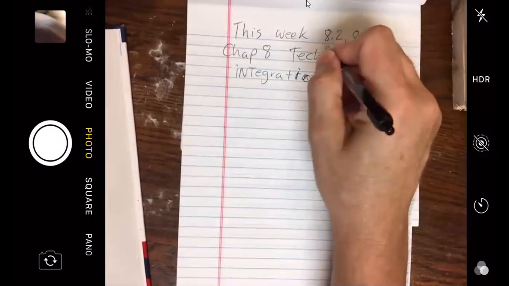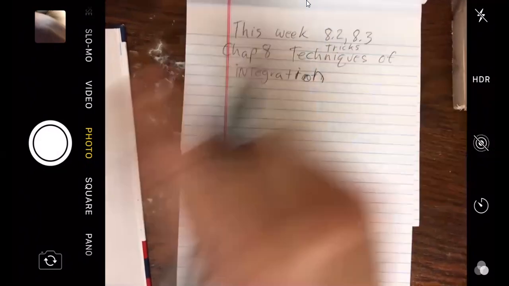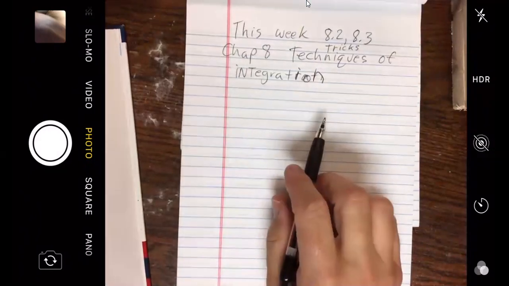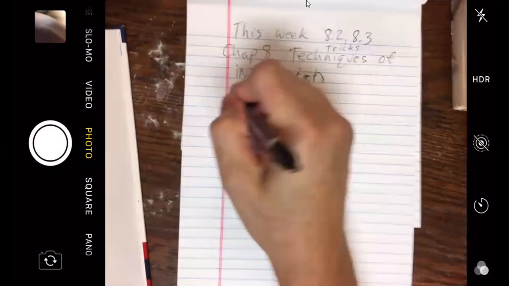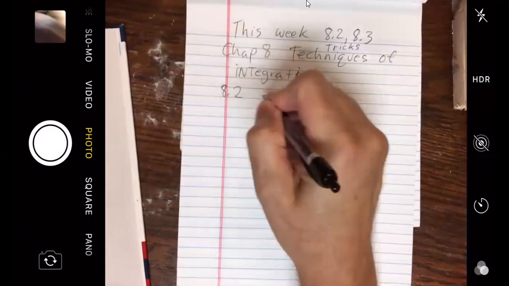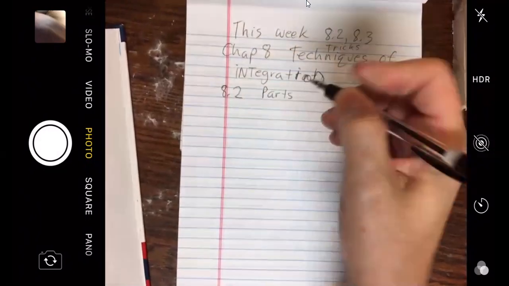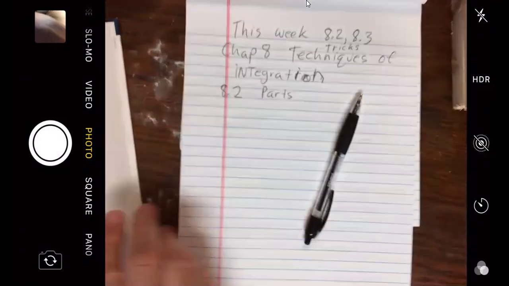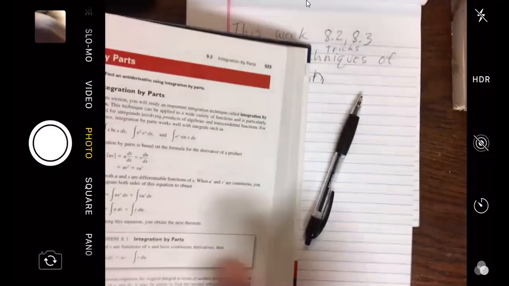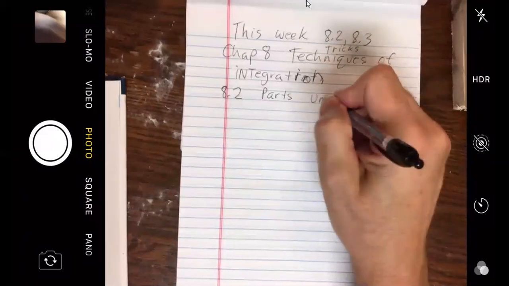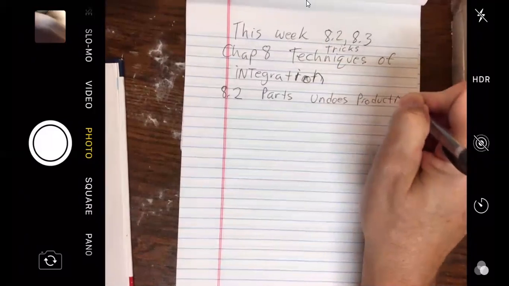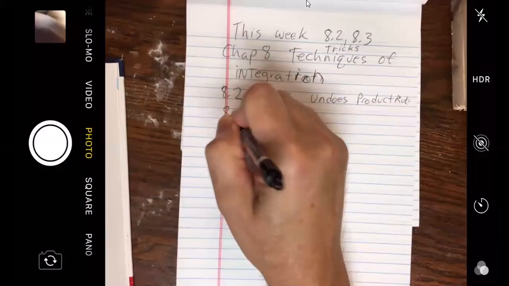You could call the techniques tricks. I could show you all the names of them, just thumbing through. 8.2, just to summarize the whole chapter, 8.2 is called parts. And this integration by parts is the full name, or just generically parts. It undoes the product rule. And 8.3, hopefully we'll have time to get to a few of those.